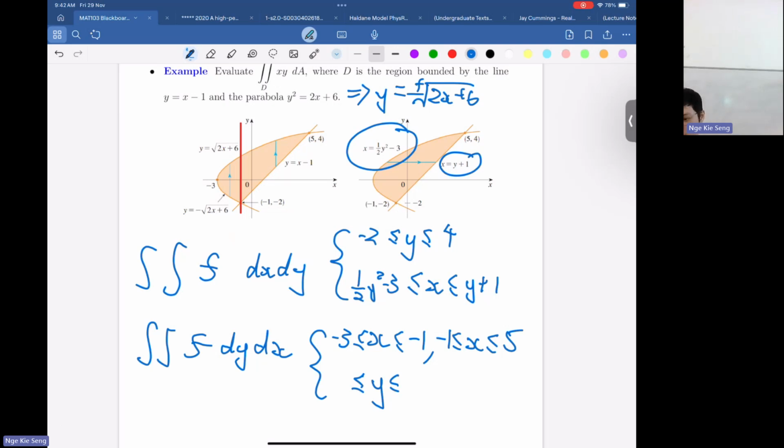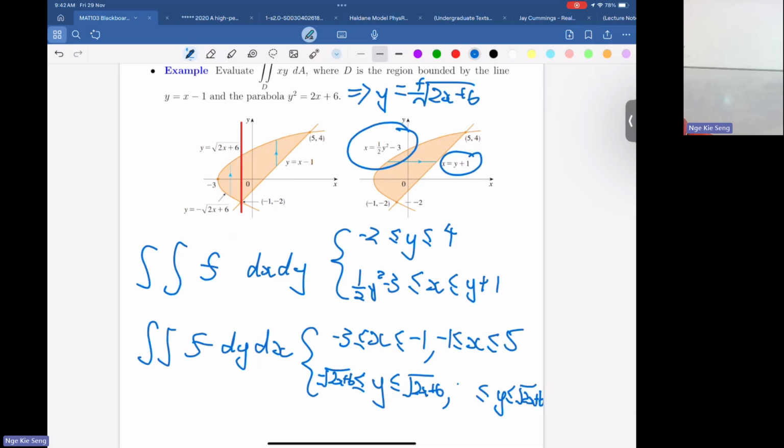Okay, from -3 to -1, the y is controlled by the upper part and lower part of your parabola. So the lower bound is negative square root, and then the upper part is square root. How about the other side? It is the same upper bound, but the lower bound is different. Bounded by, in this case, x minus 1. Okay, so go back and try and compute the two iterated integrals and then convince yourself that they are the same. Because Fubini tells you that it doesn't matter what order you do.